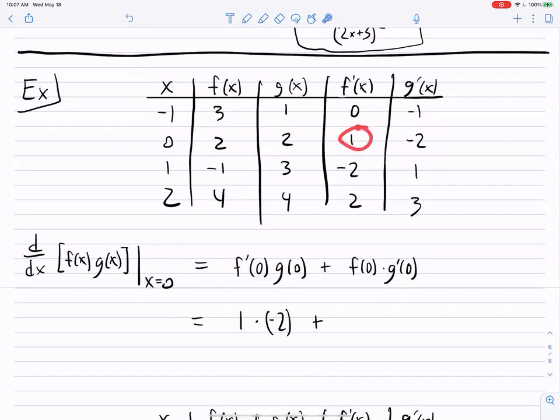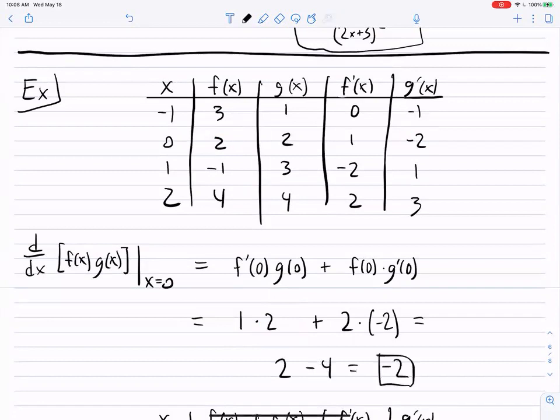F prime of 0 is, or sorry, f of 0 is 2 times what is, oh, whoops, this is the wrong one. This should be g of 0, which is not -2, but 2. This should be 2, and then it will be f of 0, which is 2 times g prime of 0, which is -2. And so this will give us 2 minus 4, which equals -2.